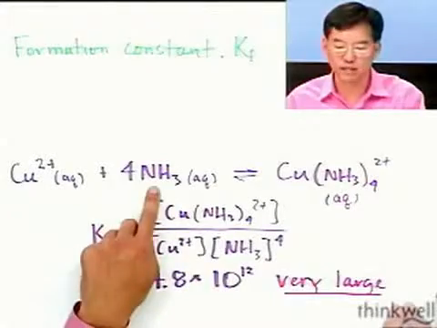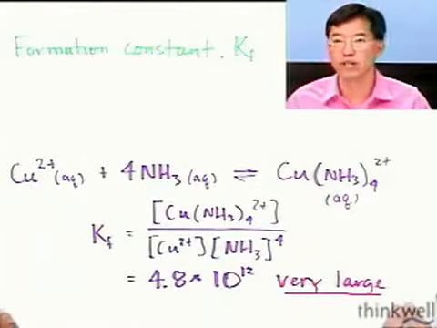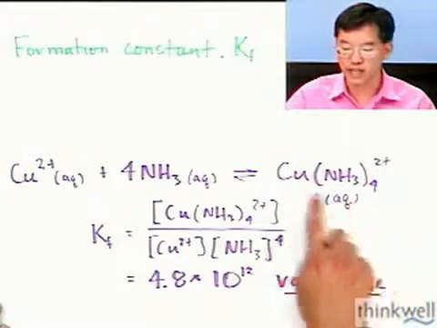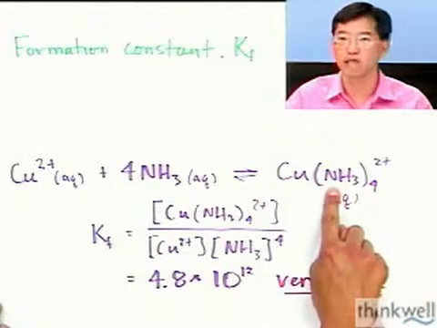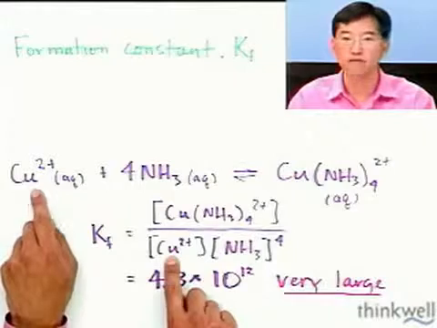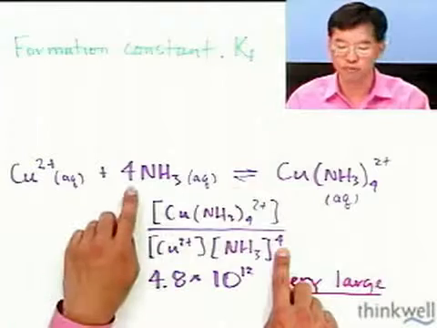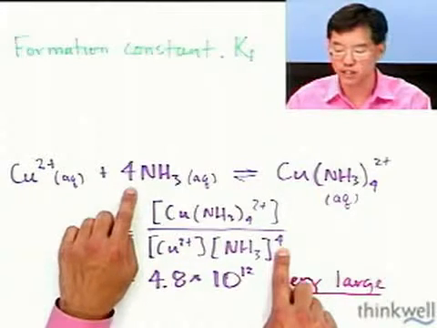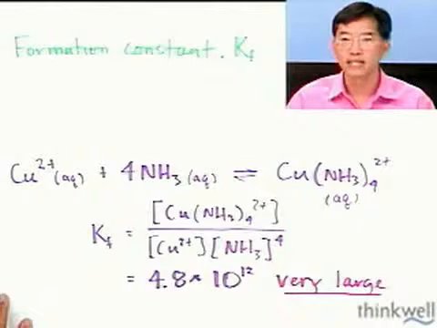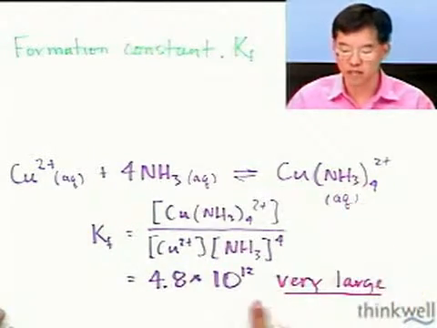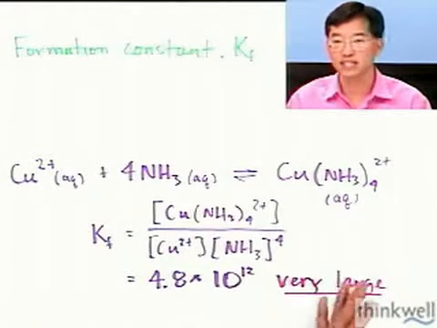Now, we can define an equilibrium constant for the formation of a complex ion. Cobalt 2+ reacts with ammonia to form this tetraammine complex 2+ cation, and the equilibrium constant for this reaction is just the concentration of the product divided by the concentration of the cobalt, and then the concentration of the ammonia raised to the 4th power. Remember, this 4 comes from the fact that the stoichiometric coefficient is 4 in front of the ammonia. And typically, formation constants for complex ions of this sort are very large. In other words, this reaction essentially goes to completion.